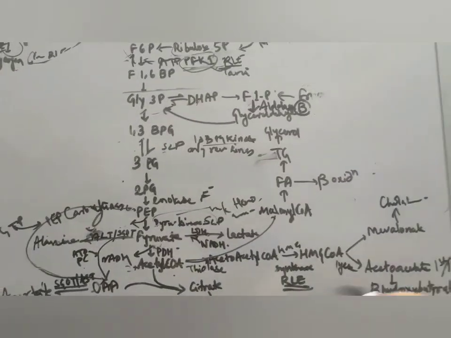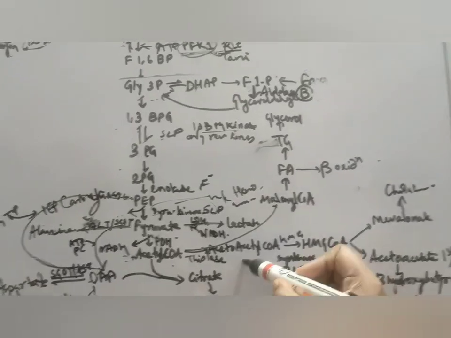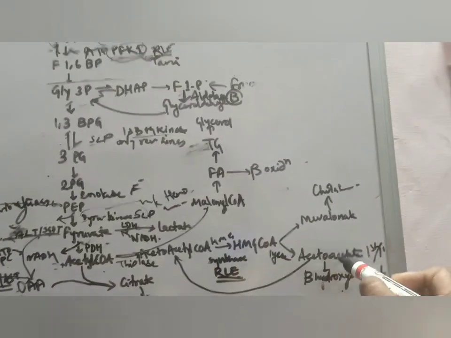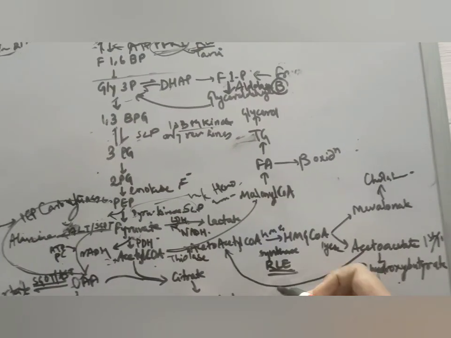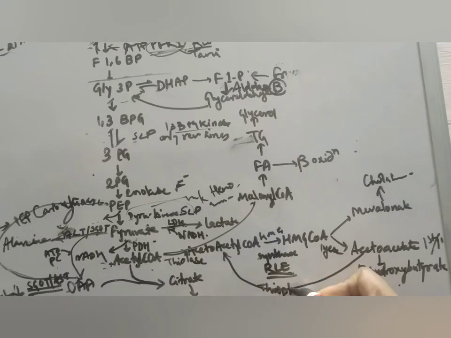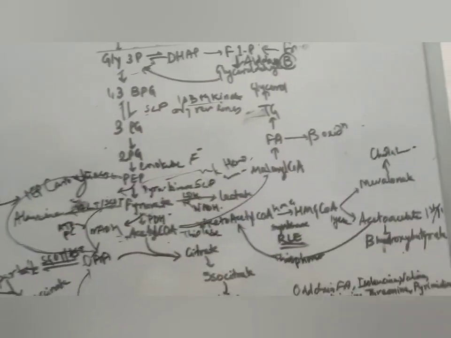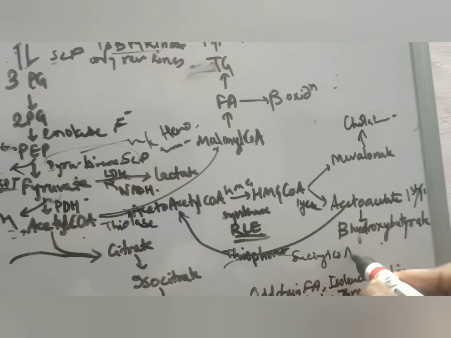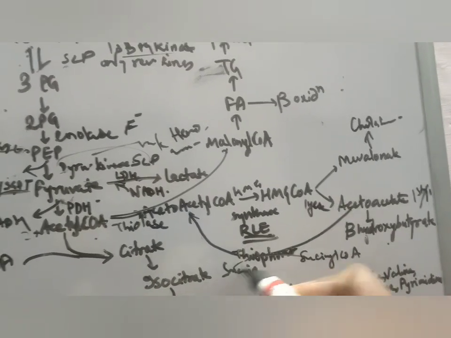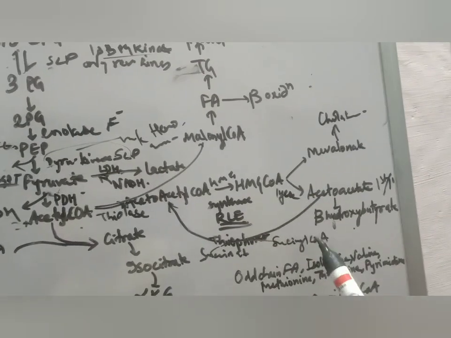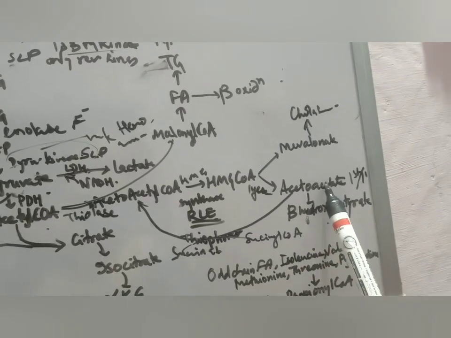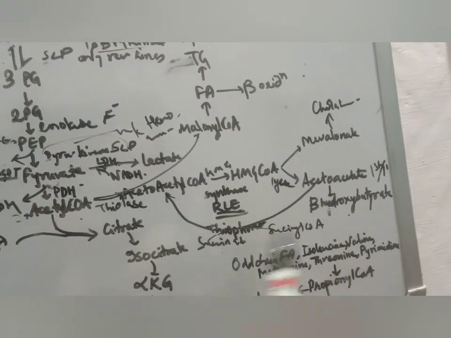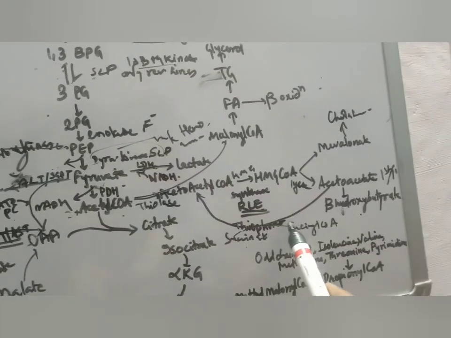So how will I write this? Let me do this: acetoacetate to acetoacetyl coenzyme A. This is thiophorase, and here there is actually a coupling. Coupling means there is a succinyl coenzyme A that will become succinate. Succinyl coenzyme A gives its coenzyme A to acetoacetate, which becomes acetoacetyl coenzyme A, and because it loses the coenzyme A, it becomes only succinate. This enzyme is thiophorase.